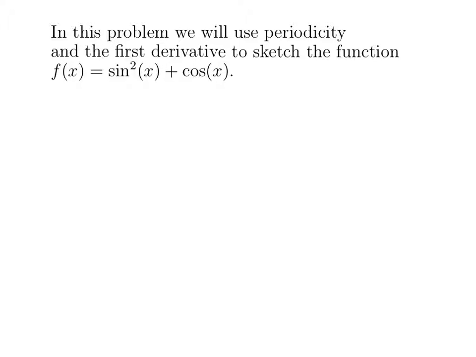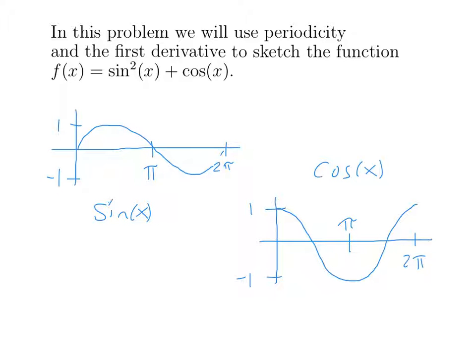In this problem, we're going to use the first derivative to help us sketch sine squared plus cosine. This function is built up from the trigonometric functions sine and cosine. One of the key features of sine and cosine is that they are periodic.